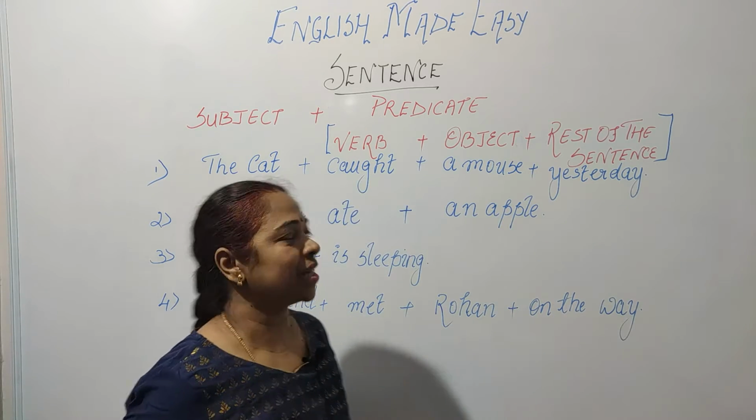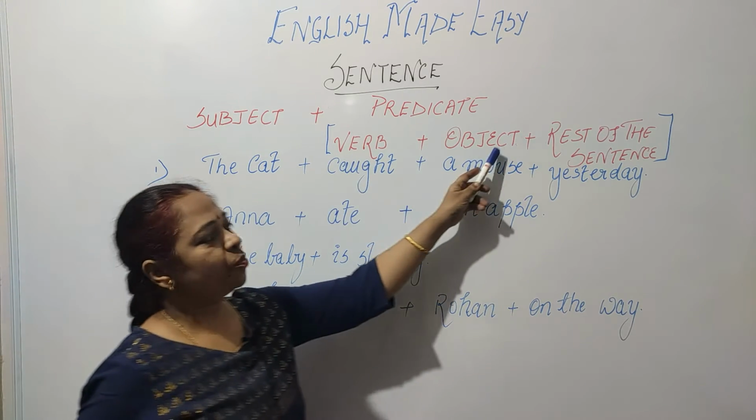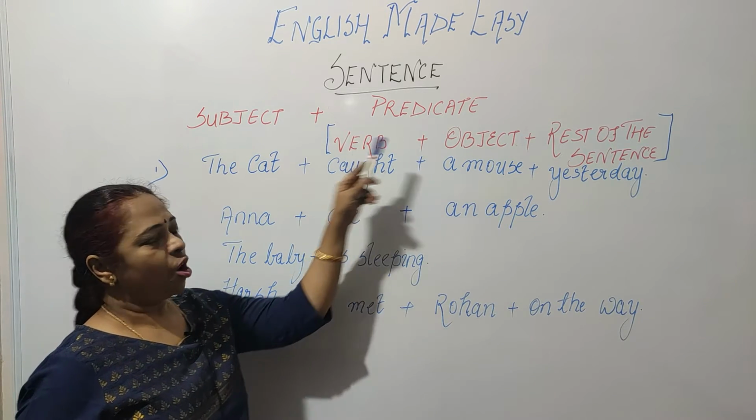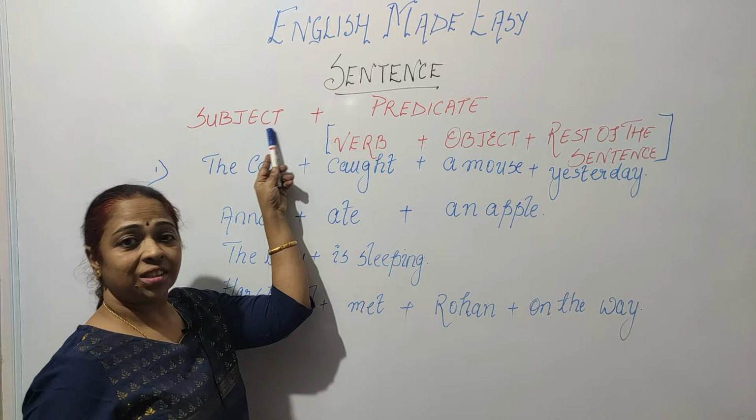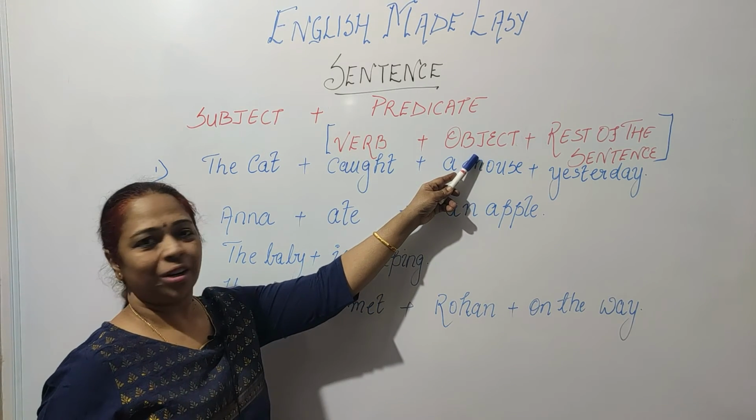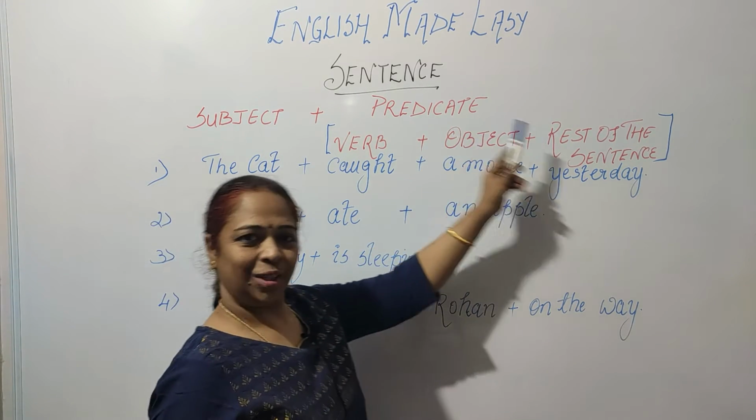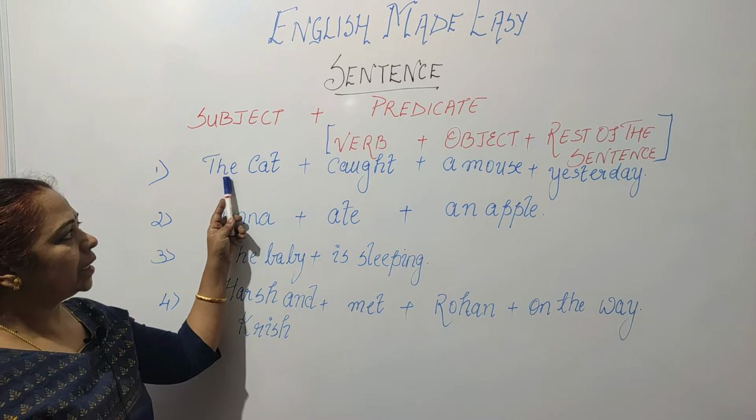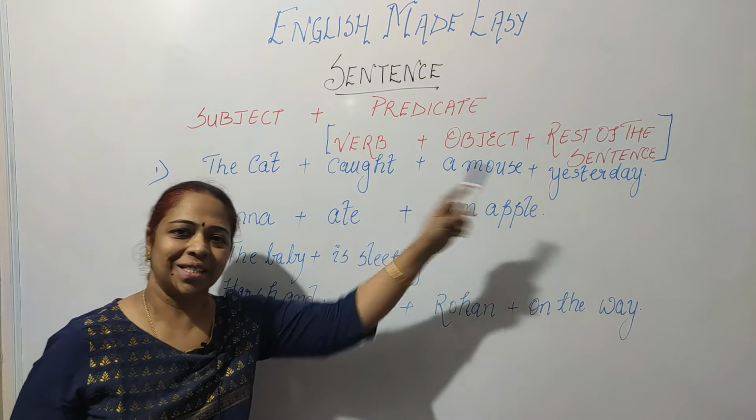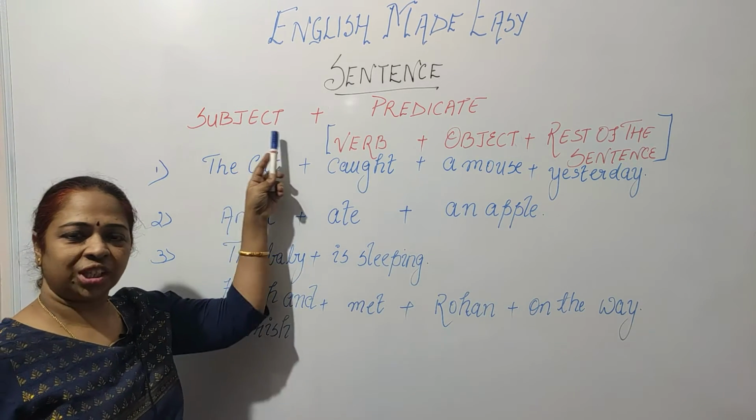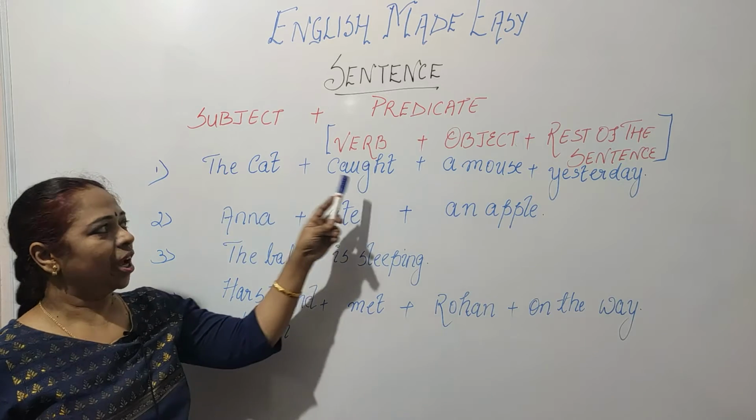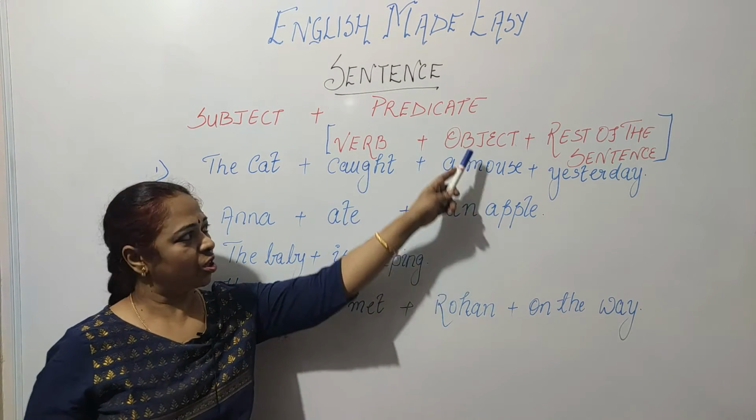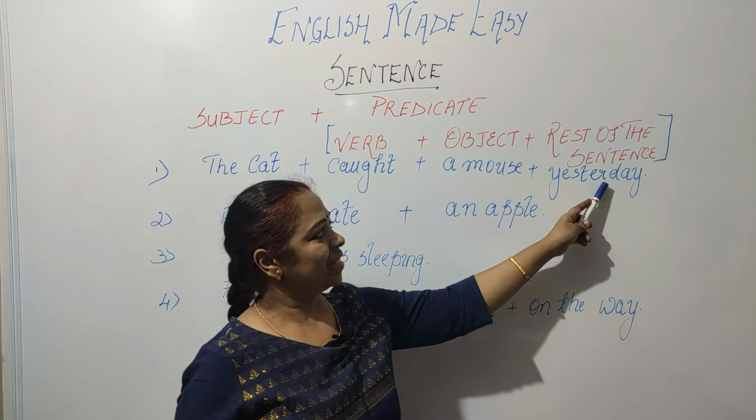Further, the predicate consists of verb, object, and rest of the sentence. Verb is a doing verb. Object, what the subject is doing, is called as the object. And you have the rest of the sentence. Let's see some examples. The cat caught a mouse yesterday. The cat is the subject about whom we are talking about. Caught, the verb. Caught what? A mouse. Object. When? Yesterday.